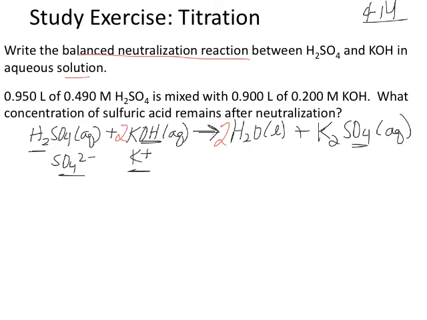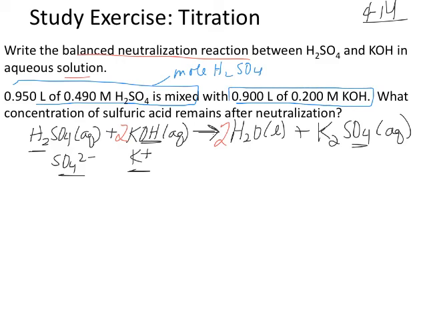Immediately I see 0.950 liters of a molarity. What does that tell me? It tells me I can get moles of H2SO4. And it's reacted with 0.9 liters of this molarity, which I can get moles of KOH. This also tells me, wow, I have moles or amounts of both reactants. So that tells me that this is actually a limiting reagent problem.